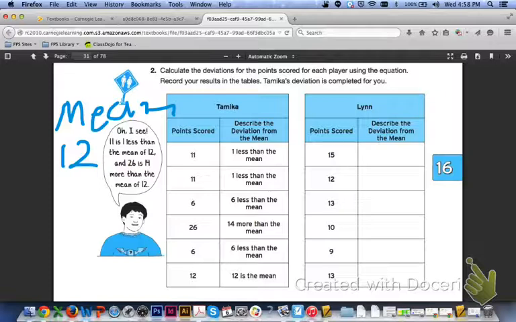12 minus 6 is 6. So 6 less than the mean. In this case, 26 minus 14, or 14 more than the mean. And then 12 minus 6, 6 less than the mean. And then lastly 12, 12 was the mean. So you go ahead and fill in Lynn's deviation from the mean now.